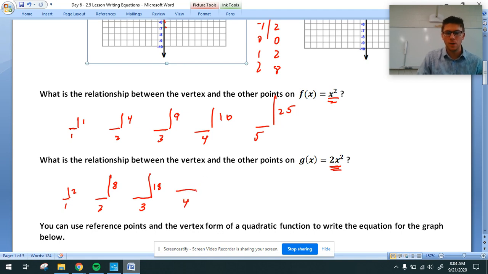4 spots over doesn't go 16, it goes 32. And 5 spots over doesn't go 25, it goes 50. So it has a multiplier of 2.